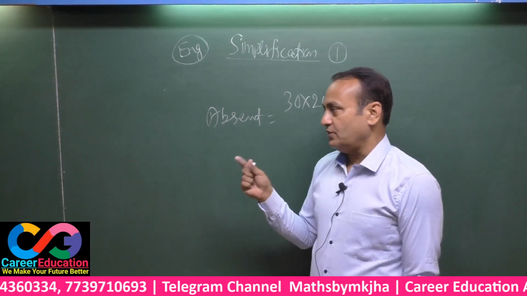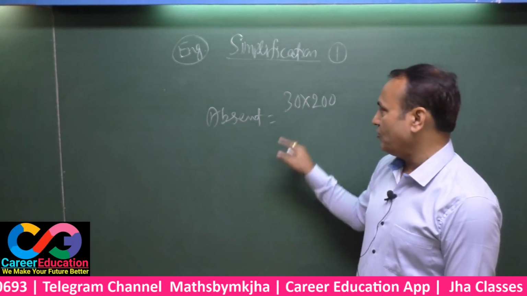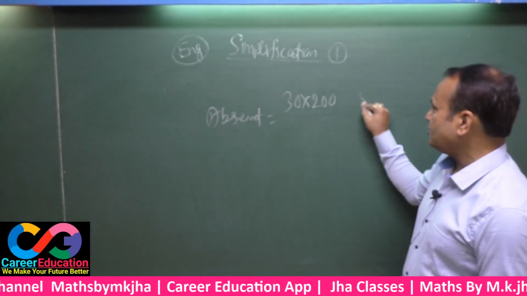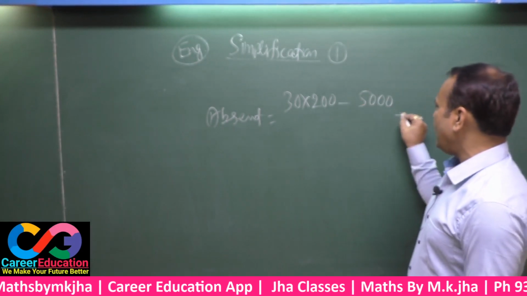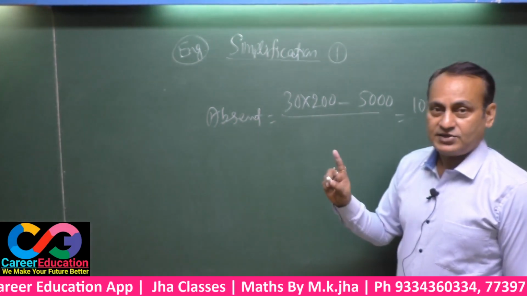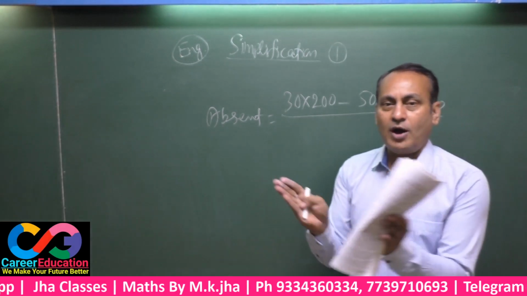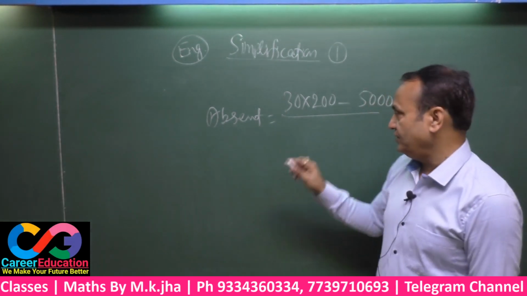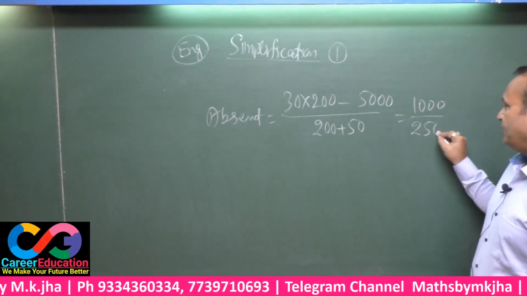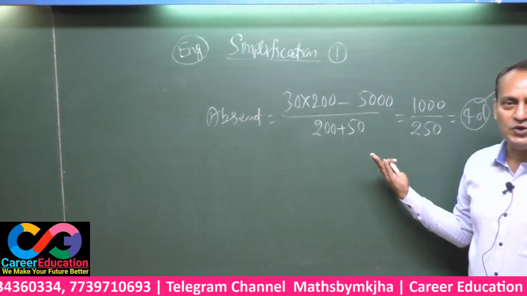That means if the servant was present each and every day for 30 days, he must have got 6,000 rupees only. But he got only 5,000. That means there is a lack of 1,000. This must be divided by the sum of the total, that means 200 plus 50, that is 250. Now, 250 divides 1,000, this is 4 days. The right answer came to you?